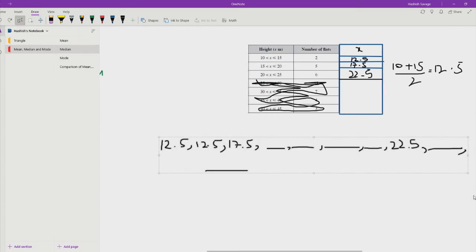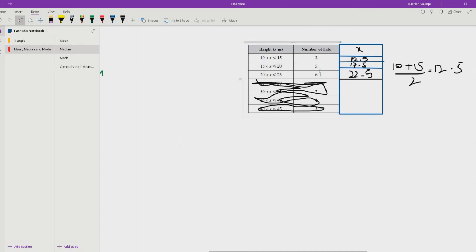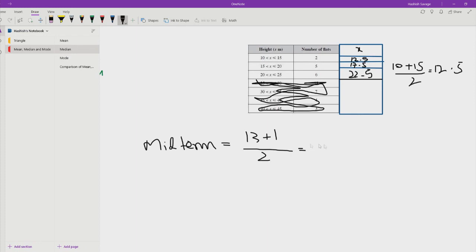You can simply count down the values over here. So how many terms are there? 2 plus 5 plus 6. It means 2 plus 5, 7, 7 plus 6, 13. We have 13 terms. So we need to find the middle term. Similarly to what we did earlier, 13 plus 1 divided by 2. So it will be 14 by 2. It means the 7th term. The 7th term is your median.